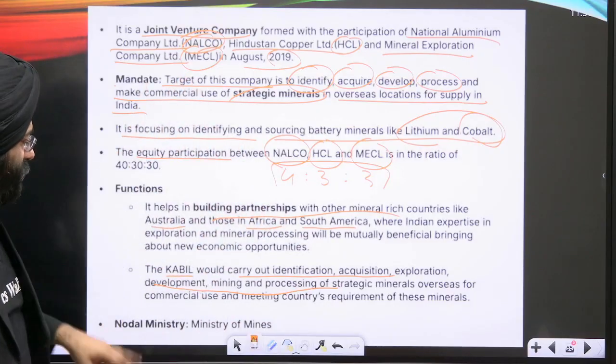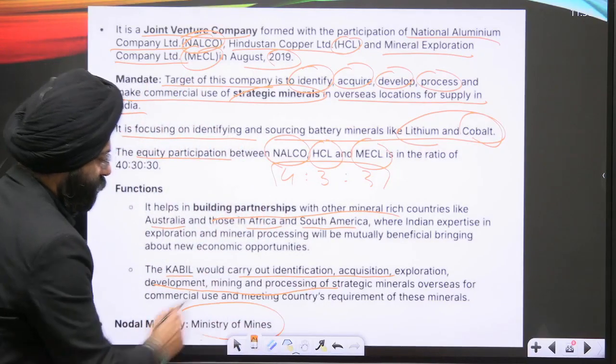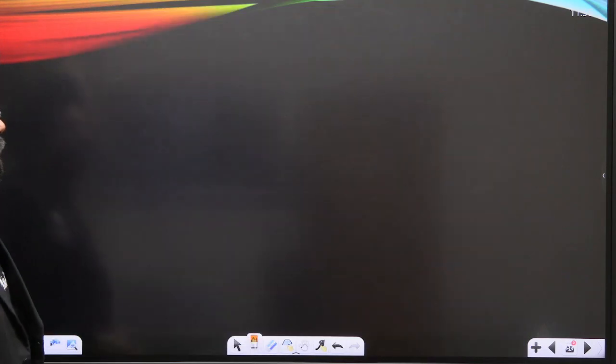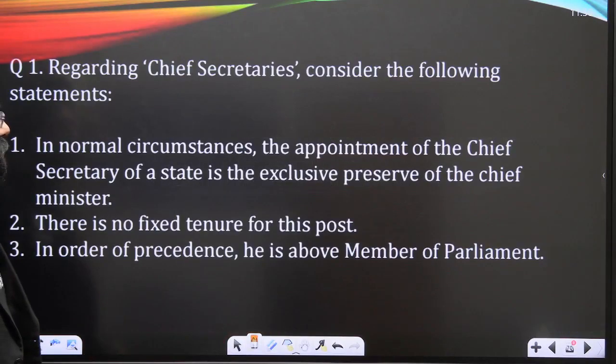Again, we have studied that. The nodal ministry is the Ministry of Mines. Again, important. Next comes the aspect of the multiple choice questions, which we will be seeing over here.